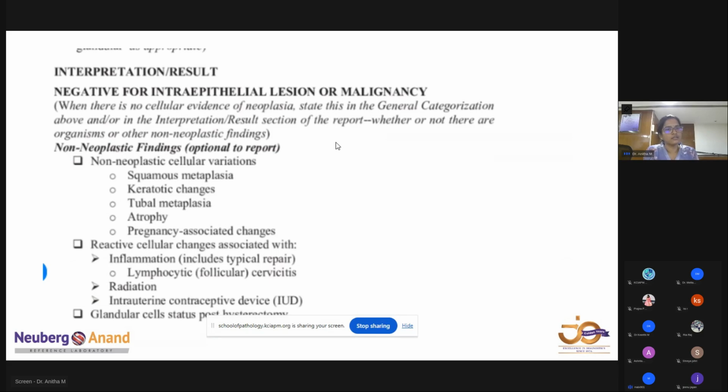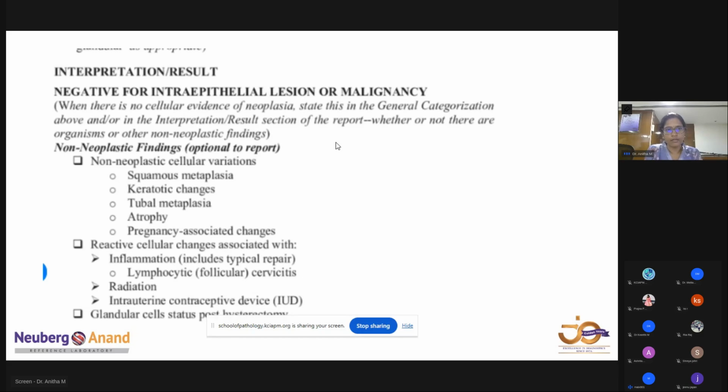Ma'am, first NILM we can call it. Then atypical squamous cells of undetermined significance. Sorry, ma'am. Under epithelial cell abnormality and glandular cell abnormality we can divide it. Under epithelial cell abnormality, we can divide it into atypical squamous cells of undetermined significance, atypical squamous cells cannot exclude HSIL, low-grade squamous intraepithelial lesion or LSIL, high-grade squamous intraepithelial lesion or HSIL, and then squamous cell carcinoma, ma'am.